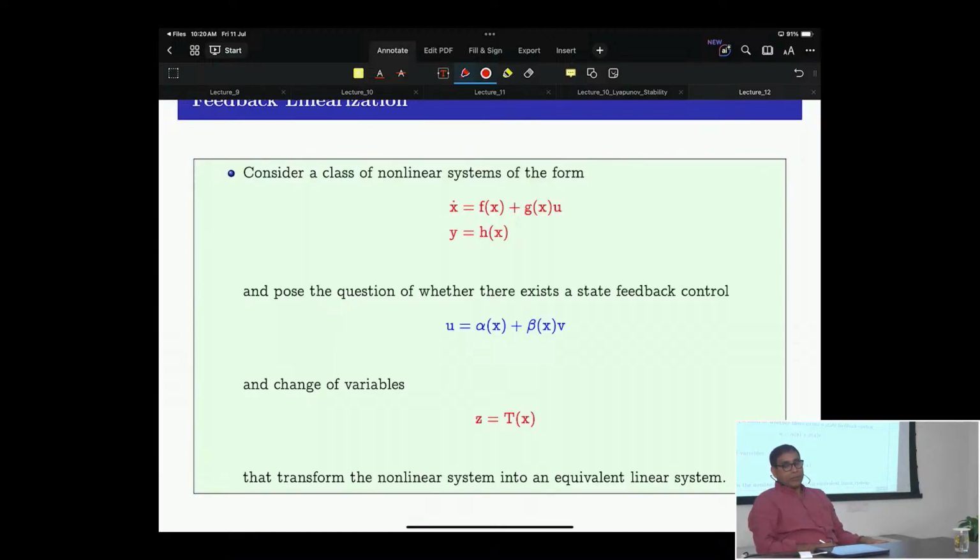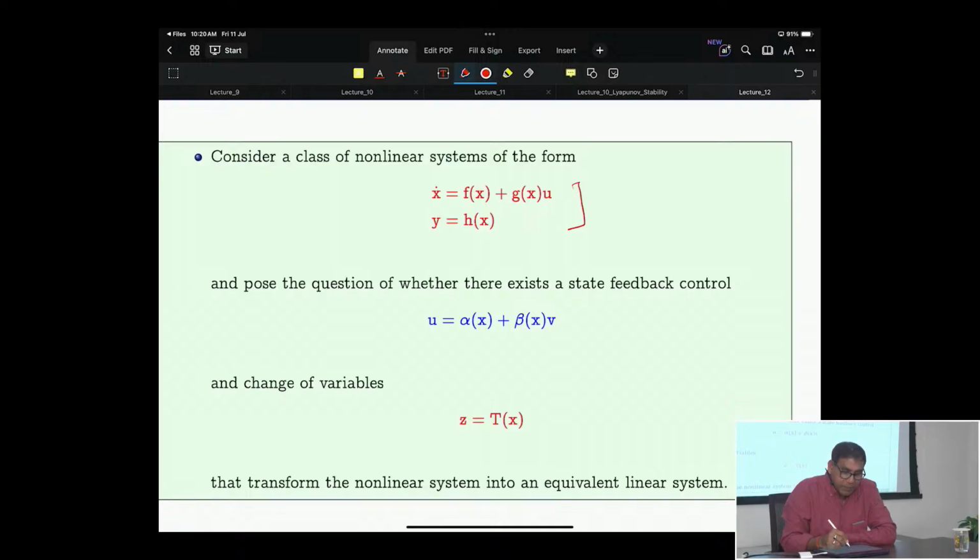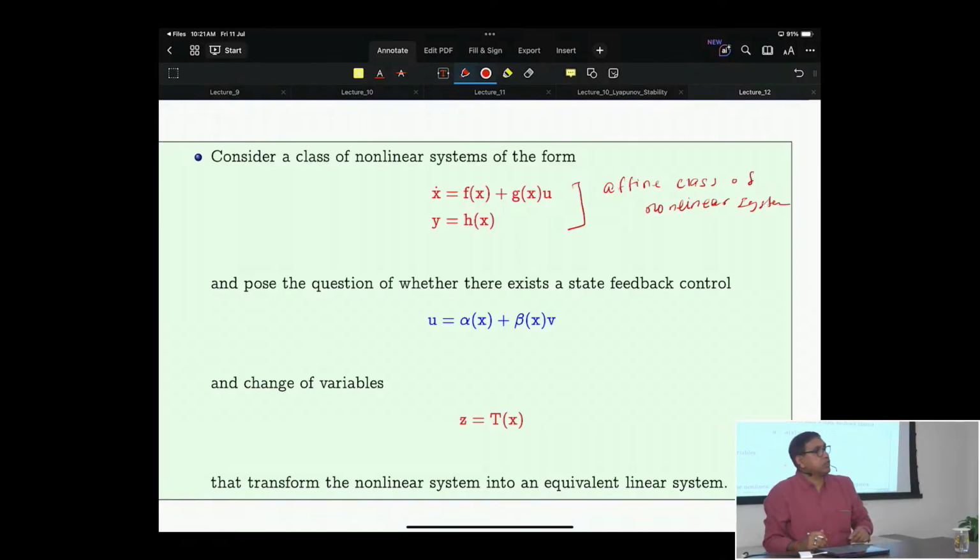Similarly, if you want to design a state feedback linearizing controller, the system must be represented by this structure: x dot equal to f(x) plus g(x) u, and y equal to h(x). Right? Now see here, this particular form is called the affine class of nonlinear systems. x dot equal to f(x) plus g(x) u.